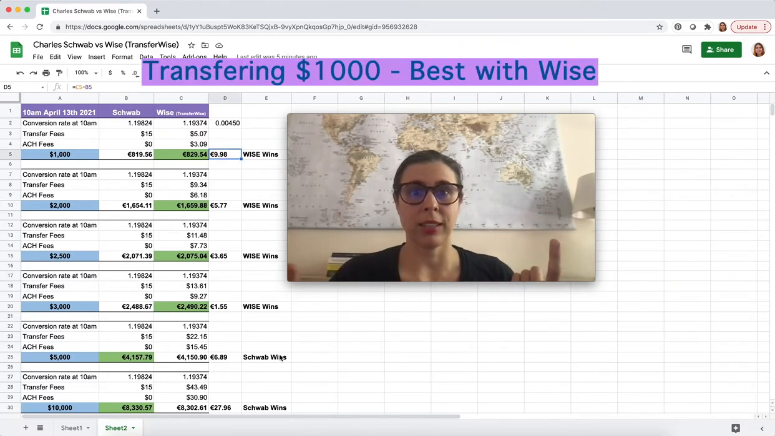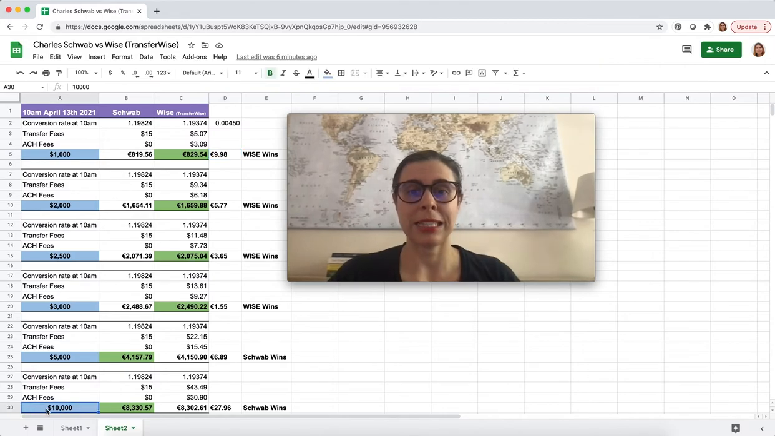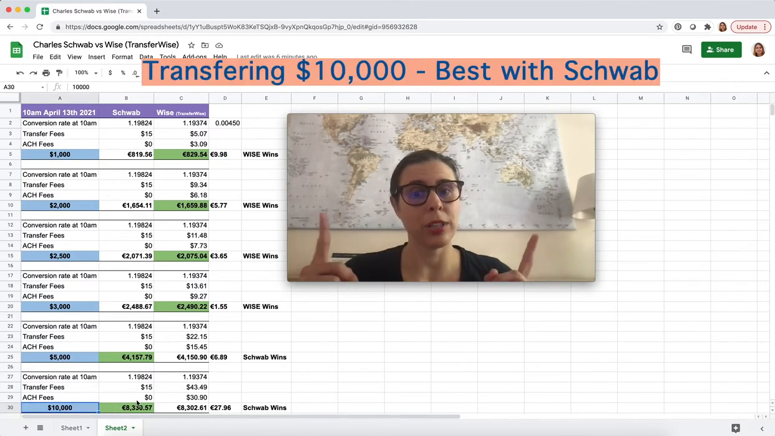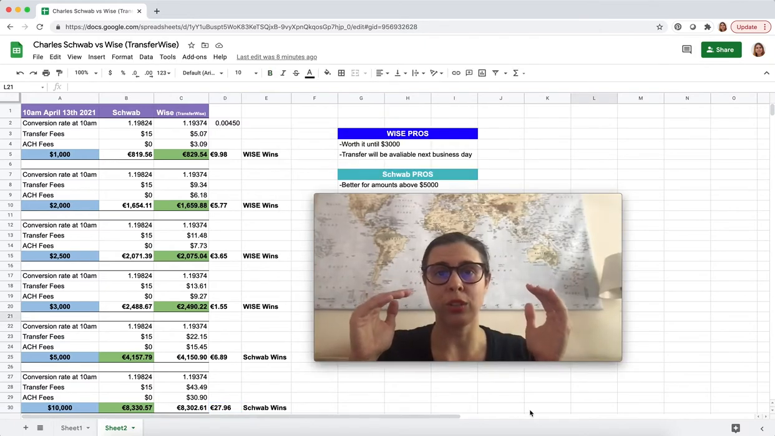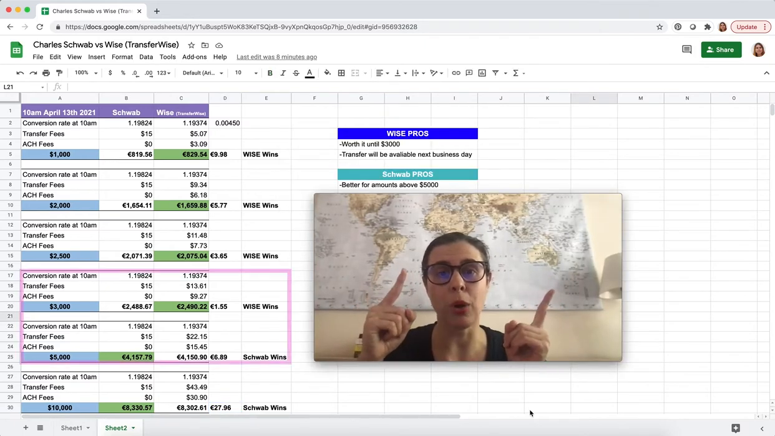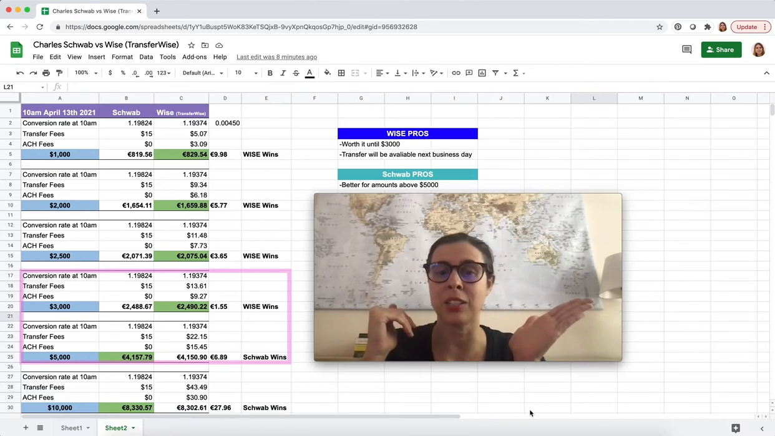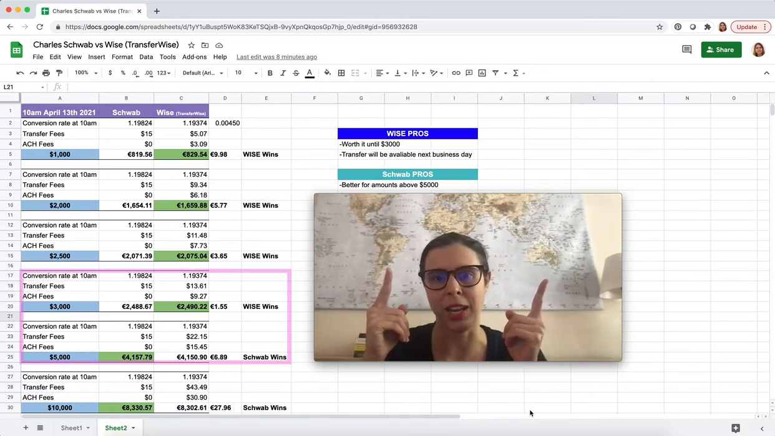When transferring an amount such as $1,000, you're actually better off with TransferWise because you save almost 10 euros. With an amount of $10,000, you're actually better off with Charles Schwab because you end up saving around 28 euros. Looking at the different transfer amounts, you can immediately spot where exactly Wise stops being the more beneficial method and Charles Schwab starts being the best option for you to transfer money.